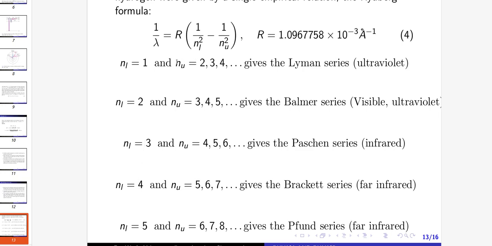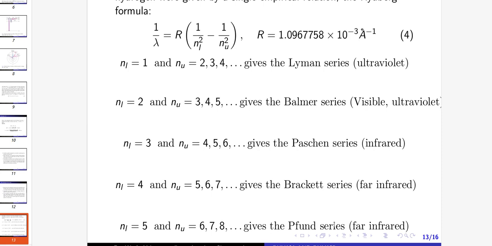But the upper n for the Lyman series starts from 2, so it can be 2, 3, 4, 5, 6, 7, 8 up to infinity. For the Balmer, it will start from 3, 4, 5, 6 up to infinity. For the Paschen series, n_l is 3, so n_u starts from 4, 5, 6, 7, 8, 9, 10, and so on. For the Brackett, n_u starts from 5, 6, 7, 8, up to infinity. And for the Pfund, n_u starts from 6, 7, 8, 9, 10 up to infinity.